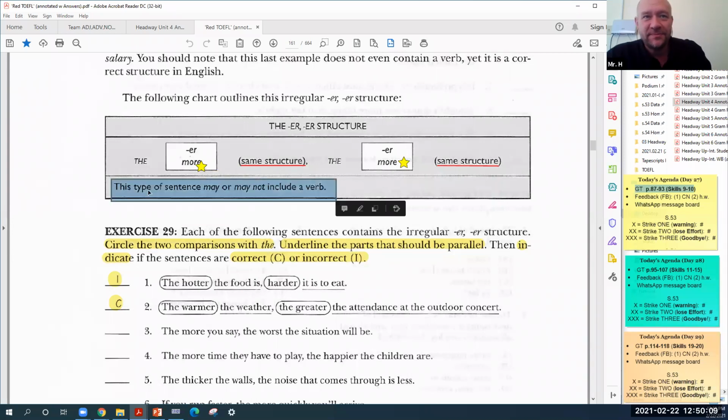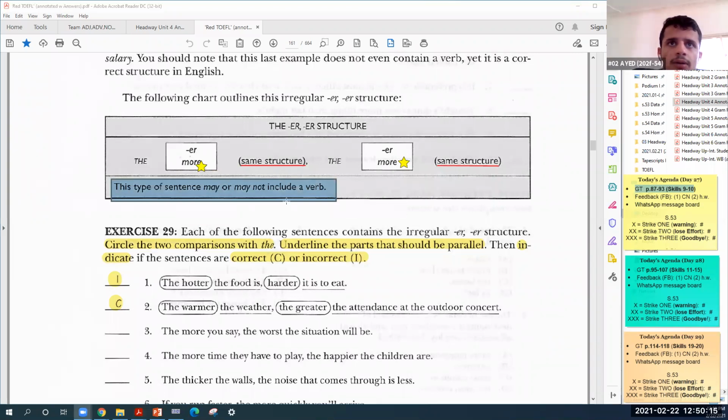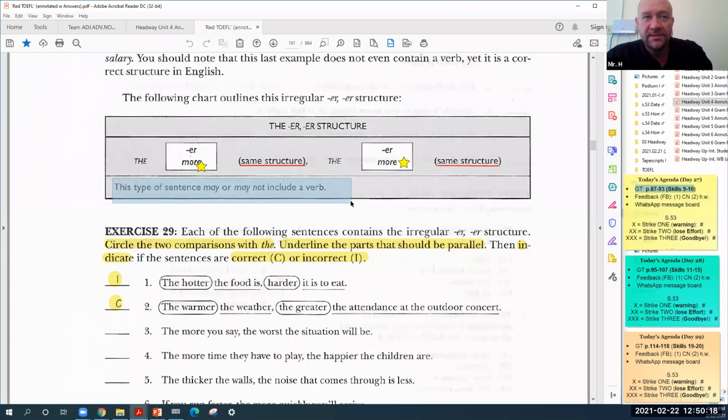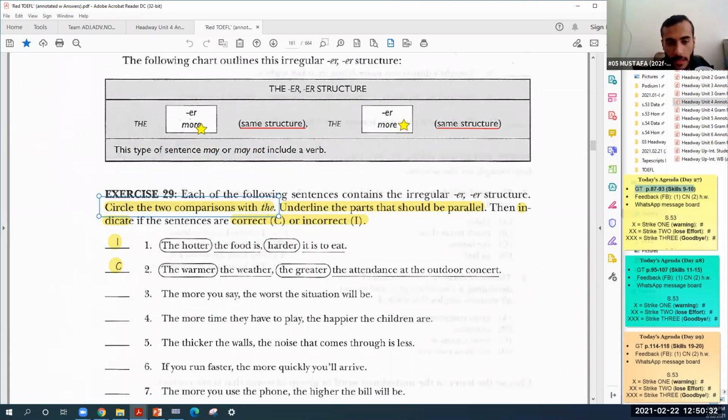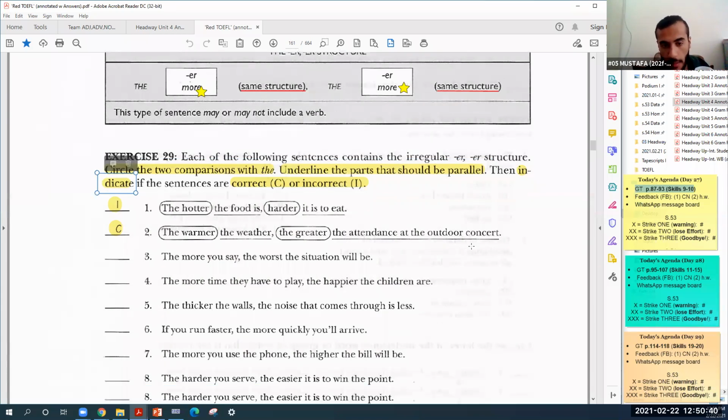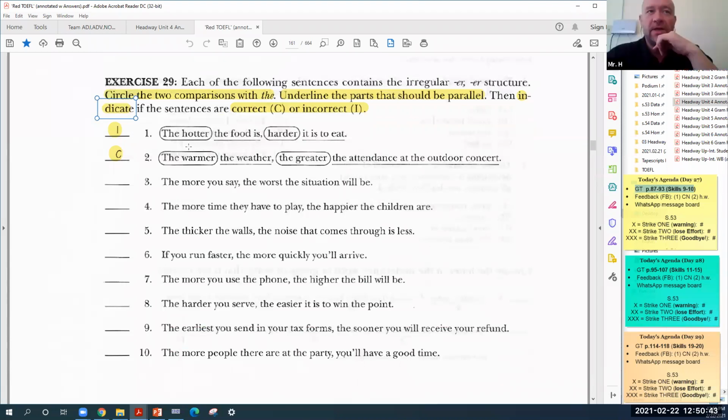All right. So I want you to read this, Ayat. The yellow or... Yes, here. This type of sentence may or may not include a verb. Maybe it has a verb, maybe it doesn't have a verb, okay? Mustafa, read. Circle the comparison, underline the parts that should be parallel, indicate correct or incorrect. Good. And then read it over here, Saleh, and tell us why this is wrong. What's the problem?